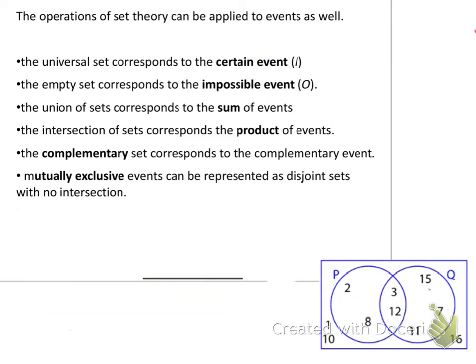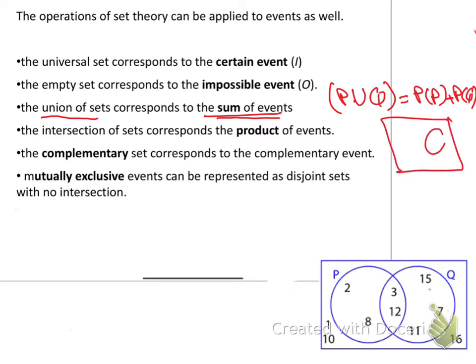So, the union of sets, as mentioned here, corresponds to the sum of the events. So if I want to get the probability of the union of two events, it is the sum. It is the probability of P united Q equals the probability of P plus the probability of Q, but subject to P and Q being disjoint. This is P and this is Q. In this case, this is right: the probability of this one plus the probability of this one.